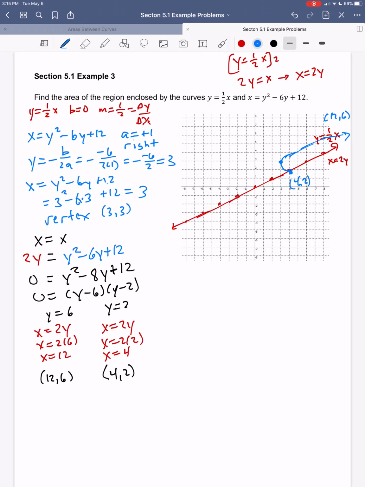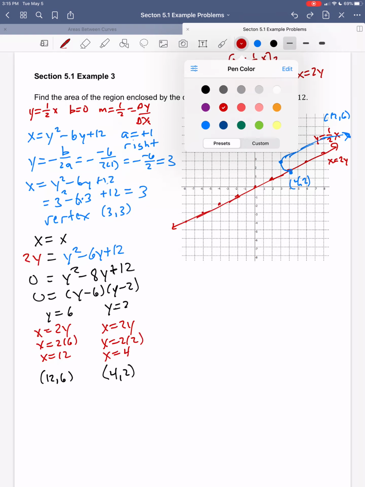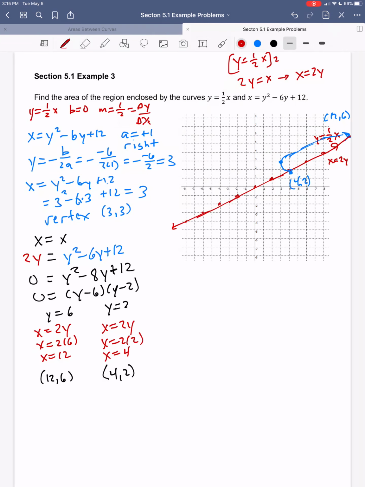Over there is where it's going to intersect eventually, okay? So the point (12, 6) is where that's going to intersect there, and we got this 0.42.